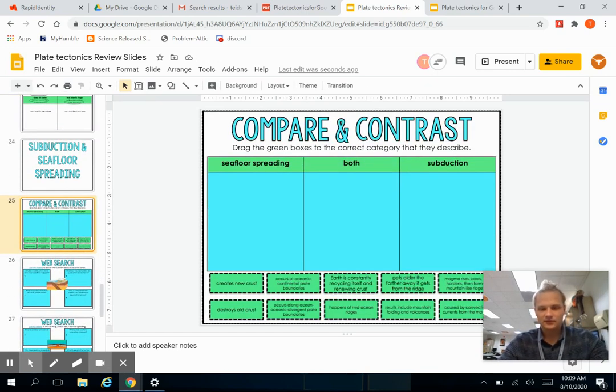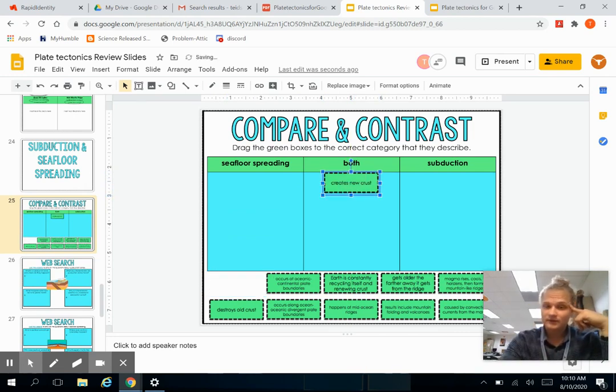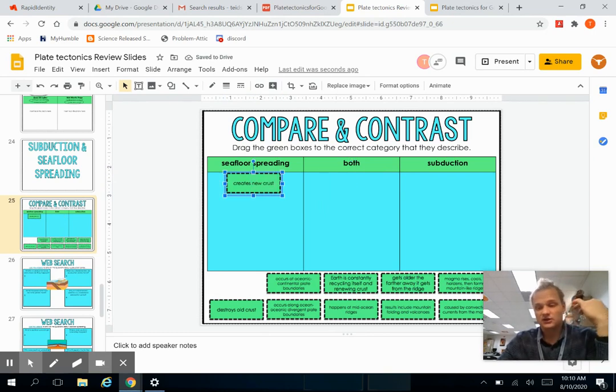Let's compare and let's contrast. Okay, seafloor spreading, we got divergent boundary, usually ocean. Then we have subduction is where one goes below another one. All right, so creates new crust. They both create new crust. Well, I'm going to go with seafloor spreading because it's more of a process with subduction. Usually you're inferring that there's going to be volcanoes with the subduction, and that's why I might place that elsewhere.